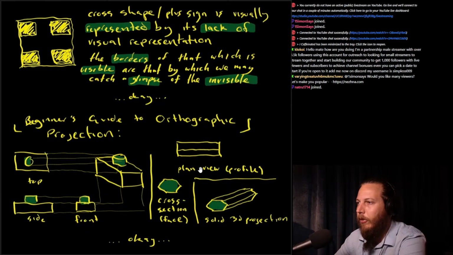That's orthographic projection, and then here's the plan view, which is the profile from the side, and the cross section, which is the face. And so you can see it looks different from the side than it does from the face. You put the two together to create a solid 3D projection.